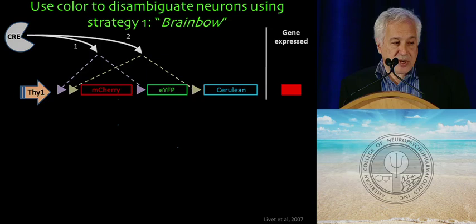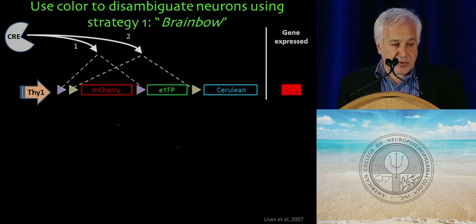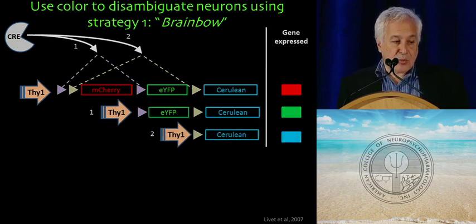Jean Livet, who was a postdoc at the time, he now has his own lab in Paris, and Josh Sanes and I built these constructs that generated multiple colors. This is a DNA construct that has three genes in it, one for red, one for green, and one for blue fluorescent protein that's expressed in the nervous system. And in the presence of a particular enzyme called Cre, the construct has to choose whether it's going to express red, or following recombination, it's either going to express green or blue.